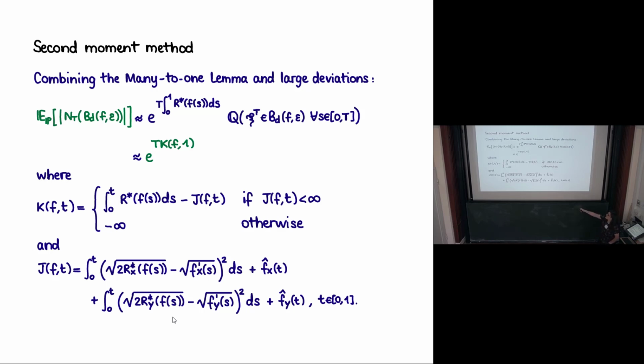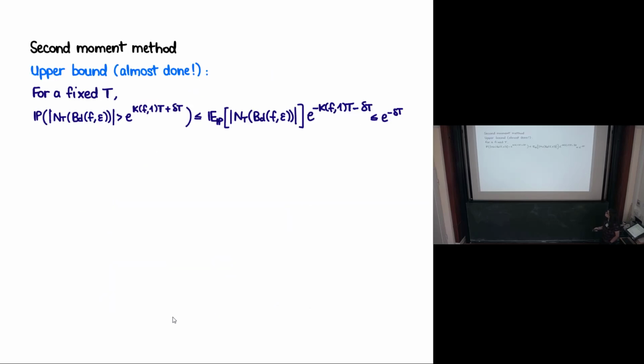Again, you see that there is a growth term, which accounts for the number of particles that are born along the path of F. And J will be the penalty term, so the cost for a branching random walk, just a single trajectory, to follow the function F. And so that's the K that appeared in my main theorem.